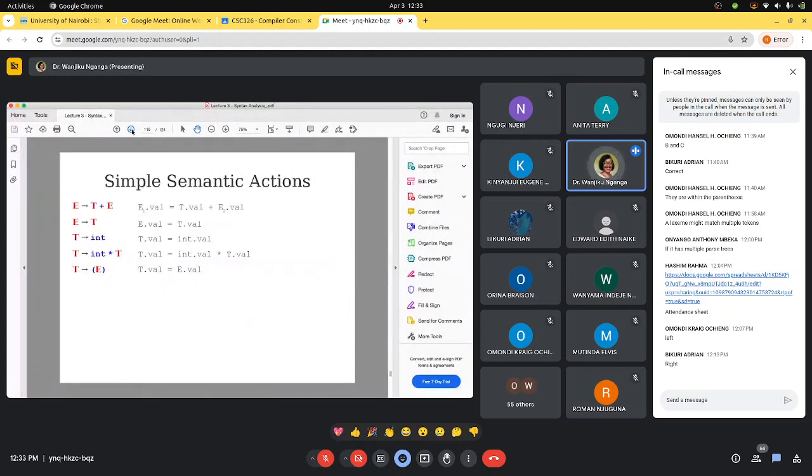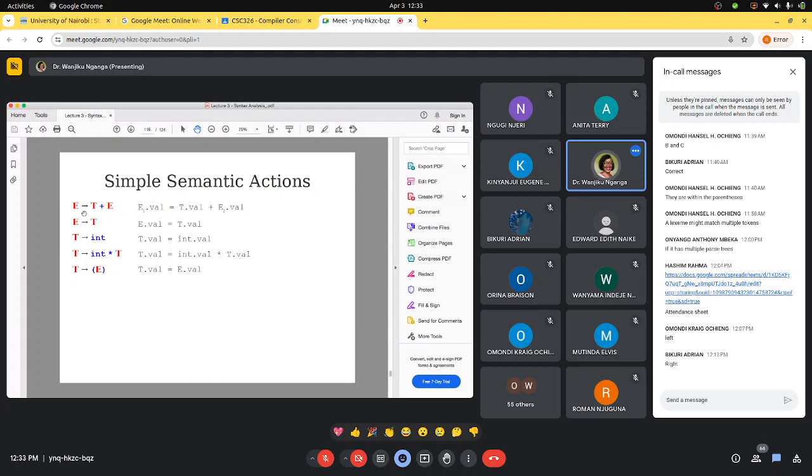So let's see how we do the semantic actions. Remember, we said the semantic action is basically a small piece of code that is associated with each production in the CFG. So every time a production is used to rewrite a non-terminal, that piece of code is executed. In this case, we have our grammar productions here as before.